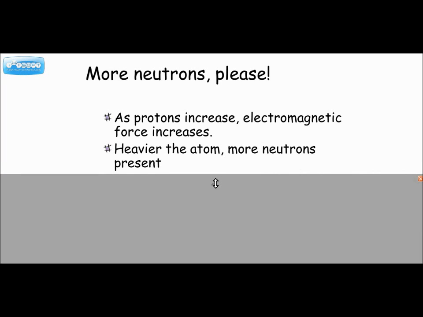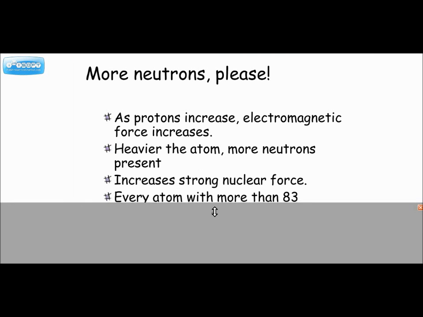This is why, as you get larger and larger elements, you'll have more and more neutrons. Initially, there might be equal numbers of neutrons and protons in the nucleus, but whenever you get up to larger atoms, larger elements, you're going to have more neutrons than protons. And it's because you need those neutrons there to try to hold this atom together. Otherwise, you have a radioactive material and it cannot stay together.